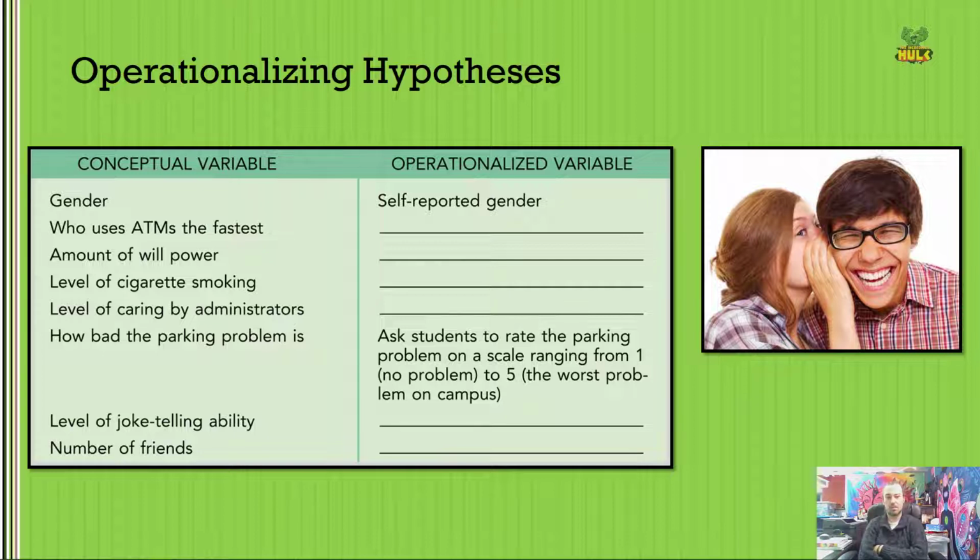Level of joke-telling ability. The lady here in this picture seems to be pretty high on that because the guy over there seems to be pretty laughy and amused by her joke. If that's the case, then do we say number of smiles or volume of laughter? I don't know about volume of laughter.